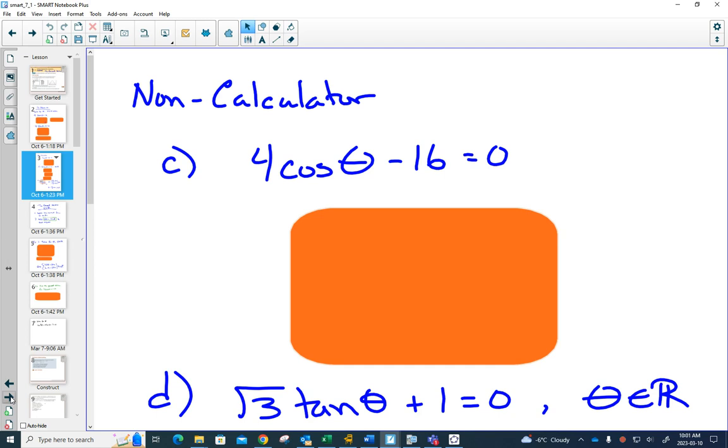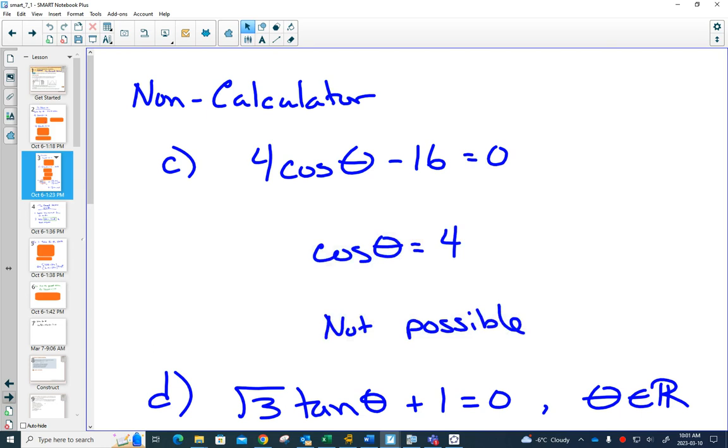For this first one, when you got cos by itself, did you get cos theta equals 4? And that's not possible because remember, cos is adjacent over hypotenuse. If we make this into a fraction, it'd be over 1, and then your hypotenuse would be 1, and your adjacent side would be 4. You can never have your hypotenuse less than a side. So this is how you know it's not possible.